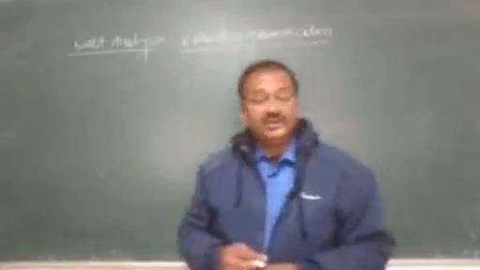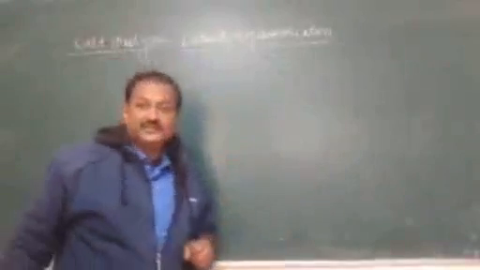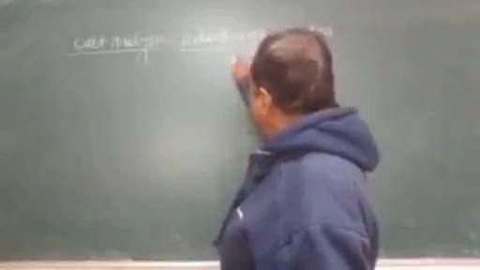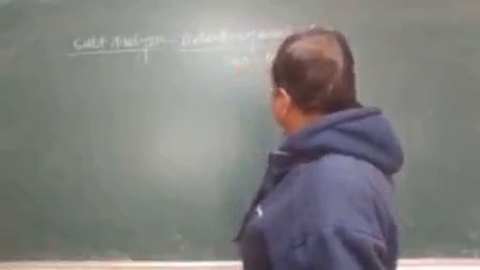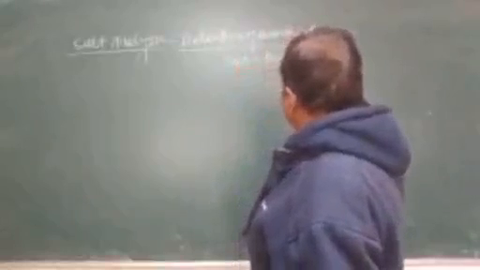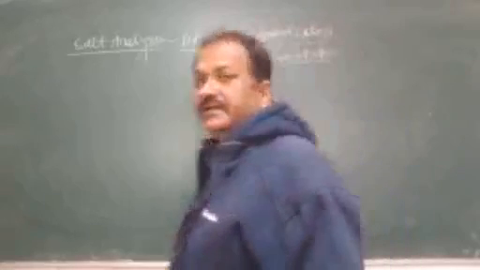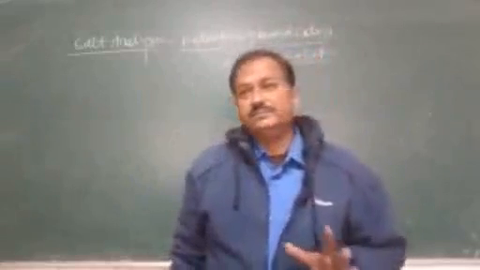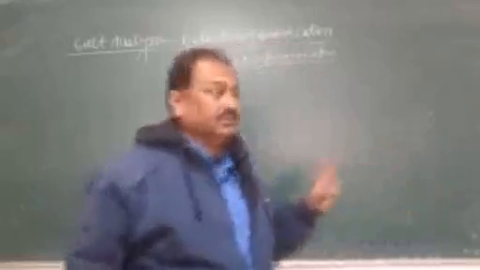Now I am going to explain about the salt analysis. So children, know that any salt is having anion plus cation. Anion and cation, it can be one, it can be more than one in different cases. So this is the basic idea about the salt, as you know.